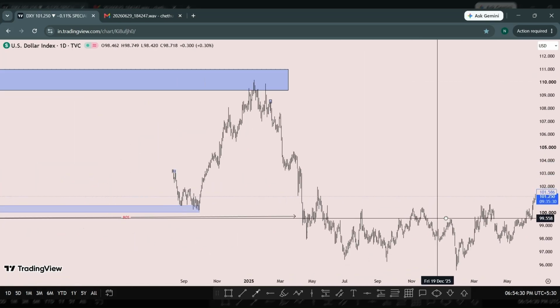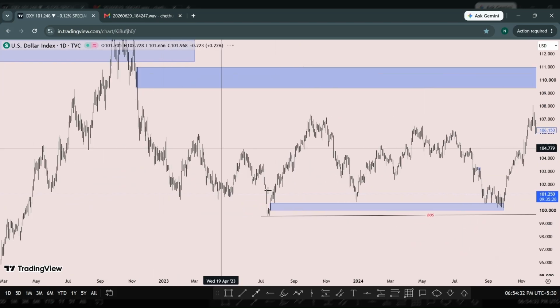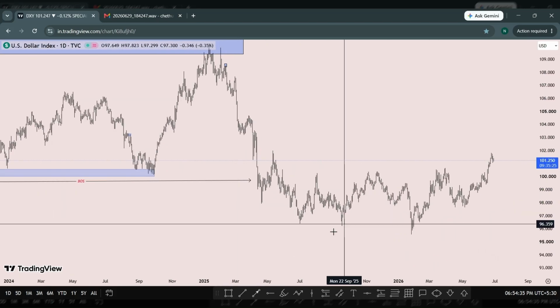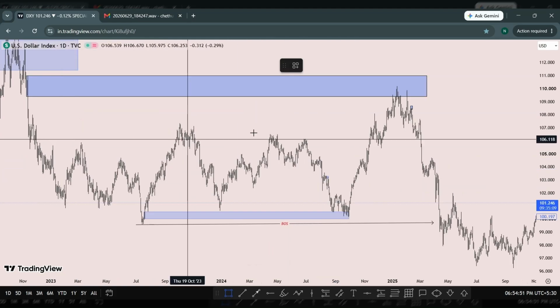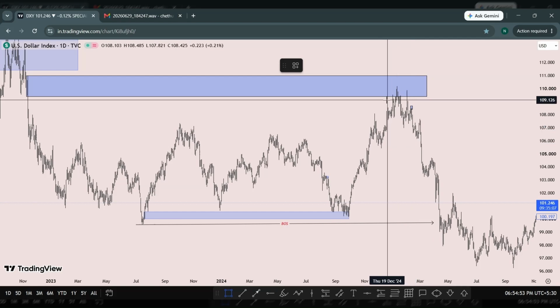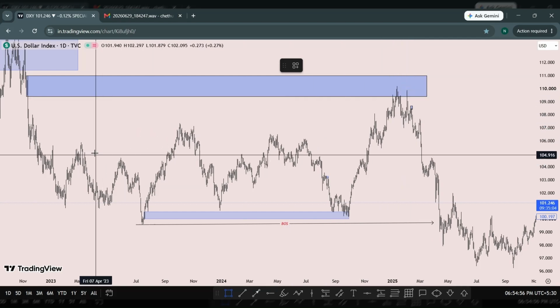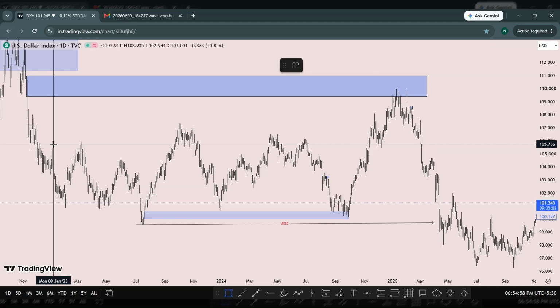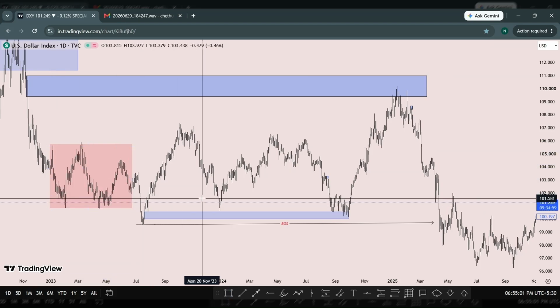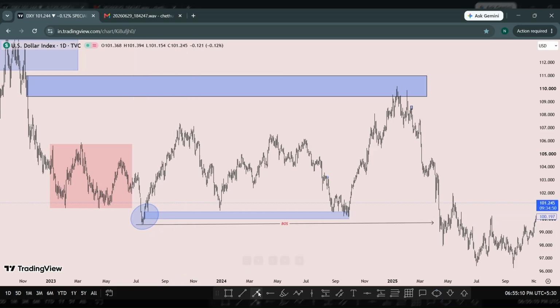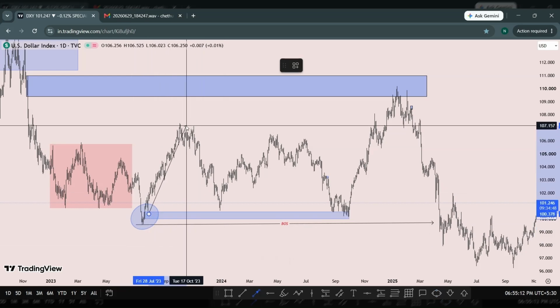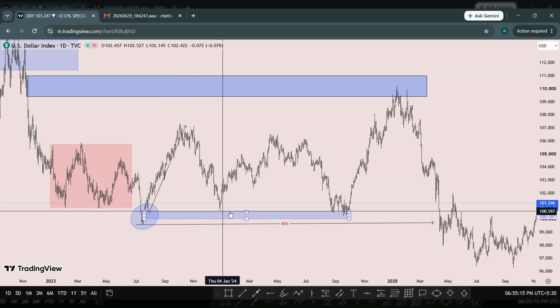In the daily time frame also the market is in a bearish trend. Here I can see a bullish Wyckoff pattern. Before tapping this extreme zone, the market created a bullish Wyckoff pattern. This is accumulation, this is spring or manipulation, and this is the sign of strength entering here and then fall.